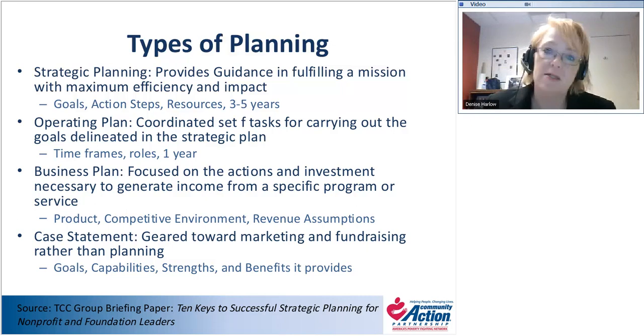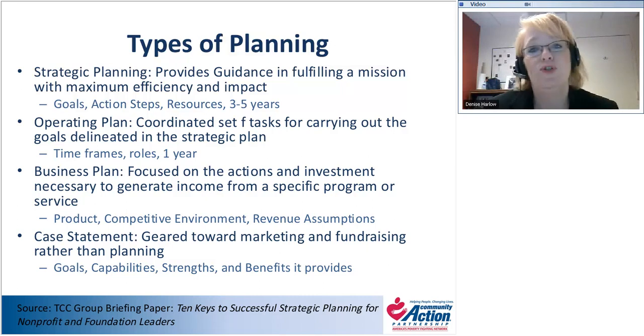But if you're developing a new business line, again, to generate revenue, a new social enterprise, a new child care center, or energy services for moderate income families as well as low-income families, developing a business plan is a separate core task from strategic planning or an operations plan. Really looking at the competitive environment, looking at your revenue assumptions, assessing your potential customer base, but a business plan is a different type of planning.